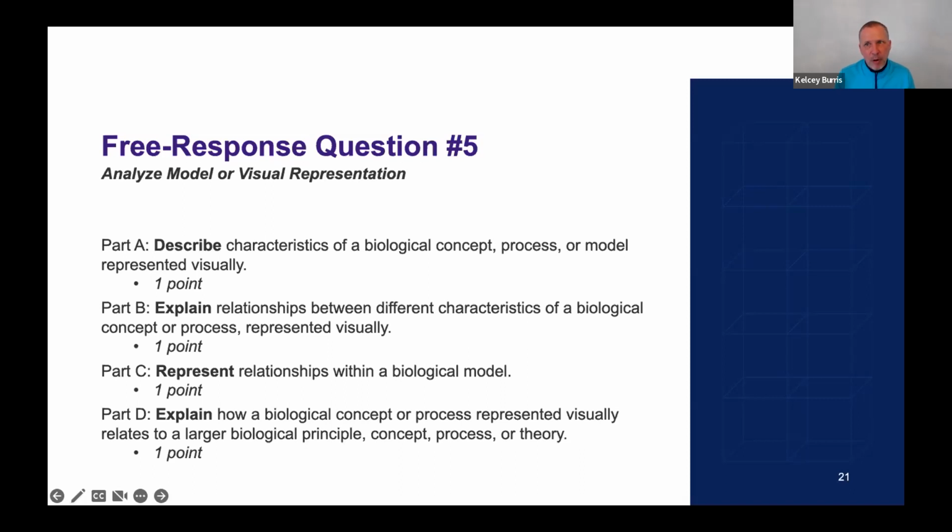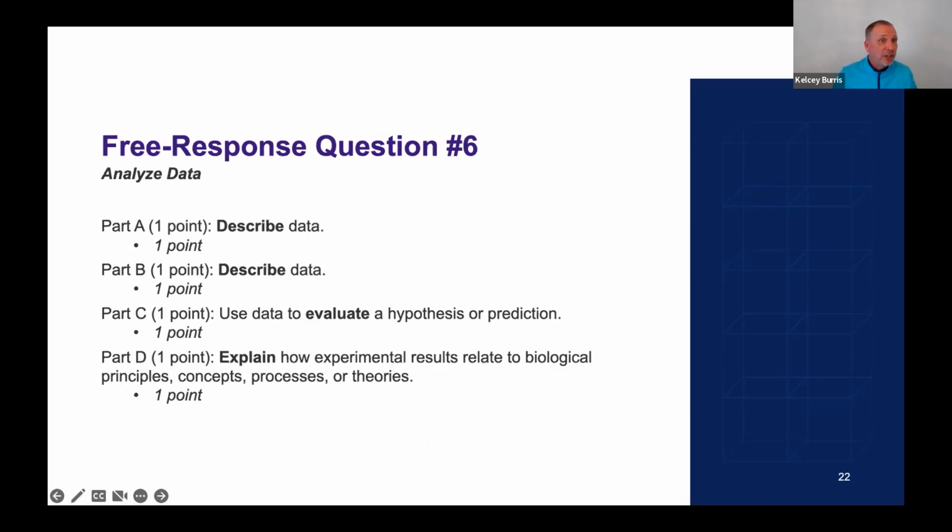And then finally, free response question number 6. You're going to look at a piece of data that's in a graph, table, or other visual representation, and you've got to look for the biology in that data. Part A will ask you to describe, part B will ask you to describe the data some more, part C will ask you to use the data to evaluate, and then part D will ask you to explain how experimental results relate to biological principles, concepts, processes, or theories.